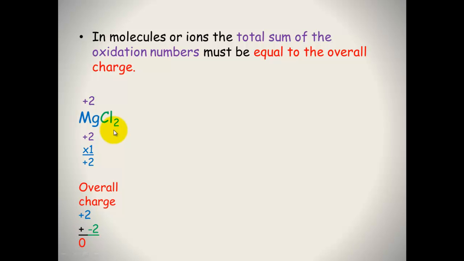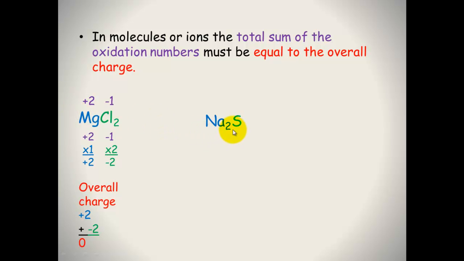But remember that there's 2 chloride ions. So each of those chloride ions has to contribute -1, because -1 times 2 equals -2. So chloride has an oxidation number of -1. -1 times 2 is -2, plus +2 for the magnesium, so +2 minus 2 equals 0, which is the overall charge of this compound. Okay, second example.